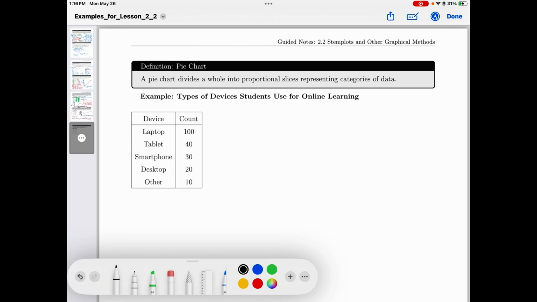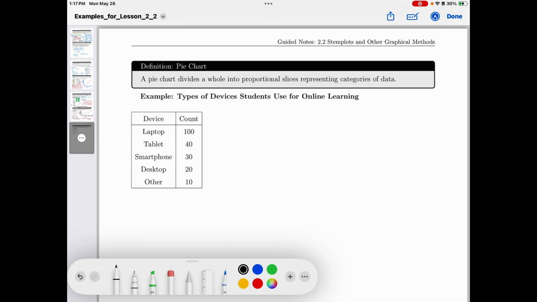In our last example for this lesson, we're going to talk about pie charts. Now, pie charts show a whole that is divided among parts. So each slice represents a proportion of the total or a percentage of the total. This is a great way to show how a whole is broken up into categories.